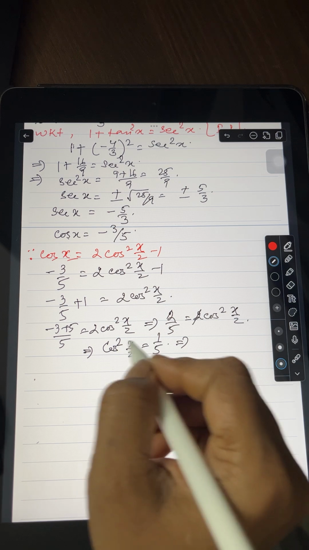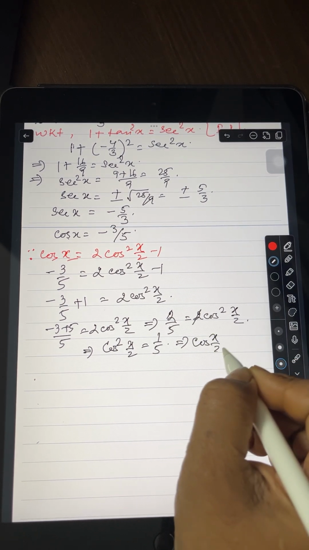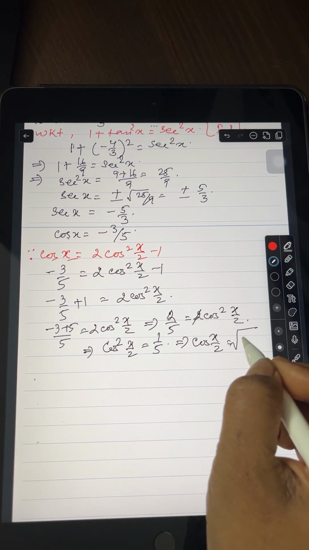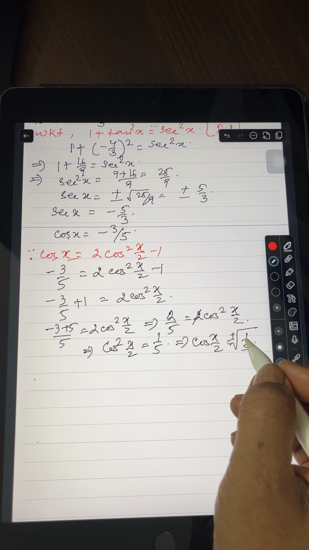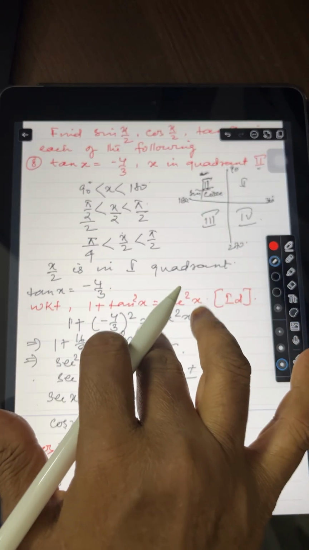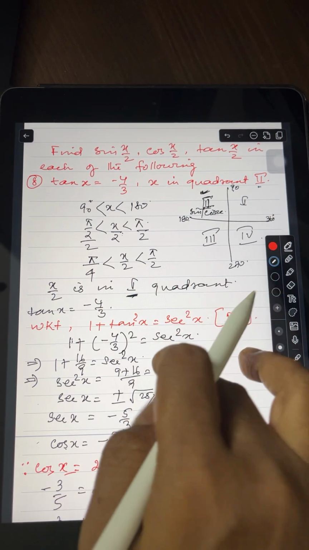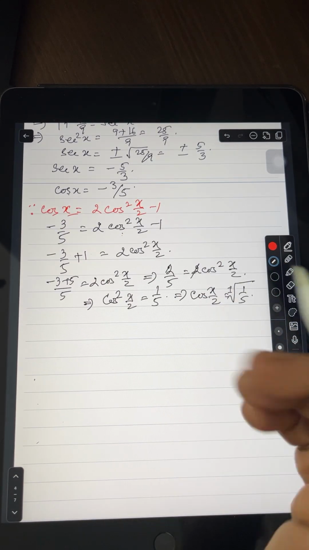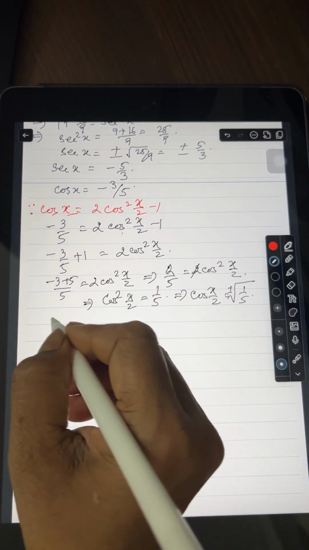But we want cos x by 2, no? So cos x by 2 is equal to plus or minus root of 1 by 5. Now you see, x by 2 is in which quadrant? X by 2 is in the first quadrant. First quadrant. In the first quadrant, cos is what? Cos is positive or negative?